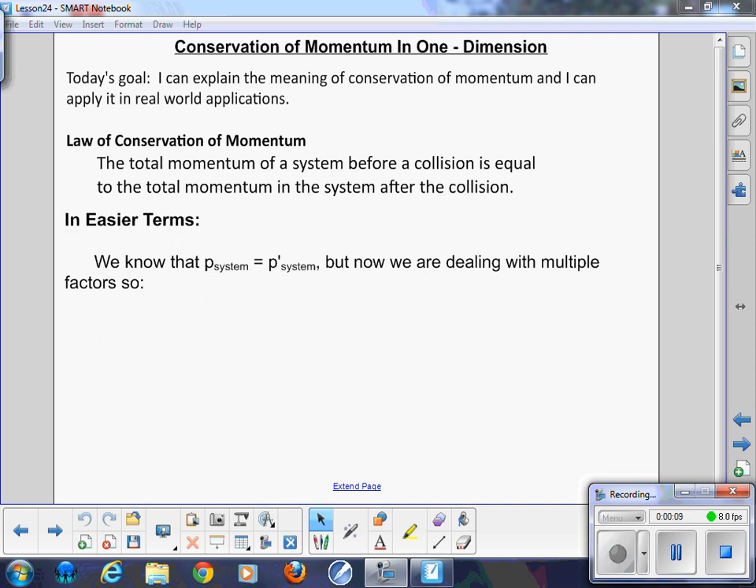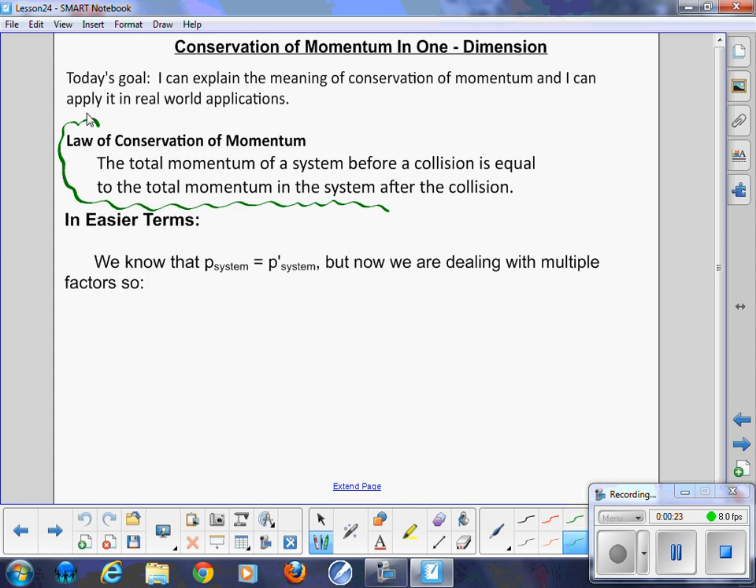Our goal today: I want you to be able to explain the meaning of conservation of momentum, and apply it in one dimension. So what does the law of conservation of momentum state? It states, very similar to the law of conservation of energy, that the total momentum in a system before a collision is equal to the total momentum in the system after the collision.